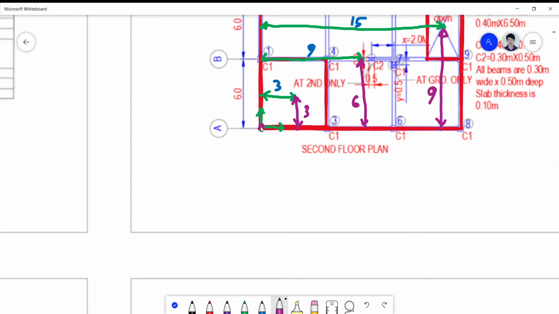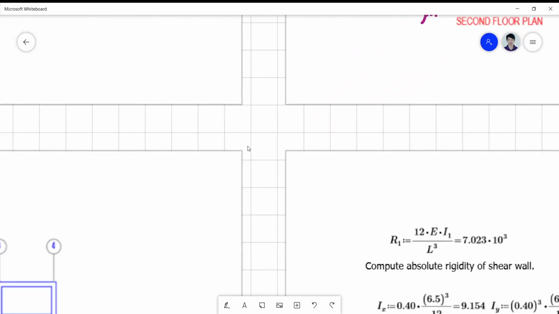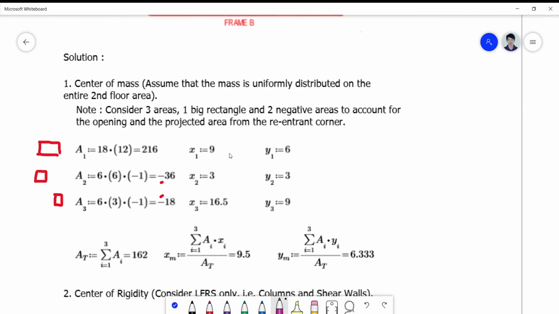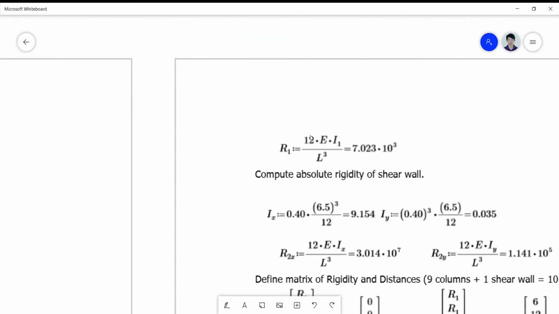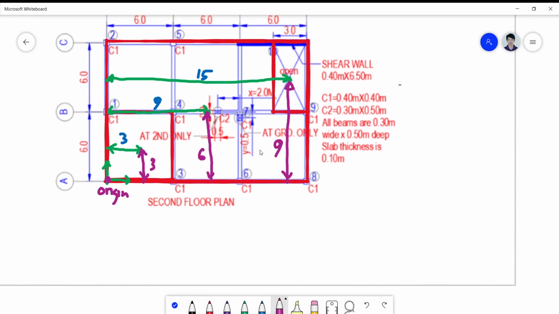Okay, so this is referred to my origin. If you want to refer to it from another reference, you may do it. So this is 9, 3, and 16.5. So that's 12 plus 3 is 15 plus 1.5. Okay, so my x here is not 15, but this is 12 plus 3 plus 1.5, so this is 16.5.